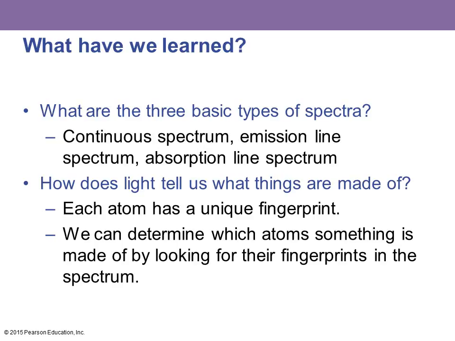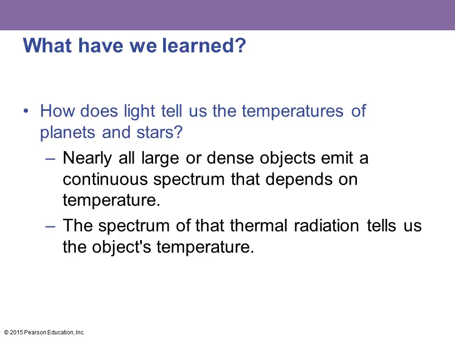So what are the three basic types of spectra? There's the continuous, emission, and absorption. And how does light tell us what things are made of? Well, they have a unique fingerprint, and we can determine which atoms something is made of by looking at those fingerprints, looking at their spectrum. And how does light tell us the temperatures of planets and stars? Well, nearly all large or dense objects emit some sort of a spectrum that depends on temperature, and the spectrum of that radiation tells us the object's temperature. That's going to be very, very important when we study stars.